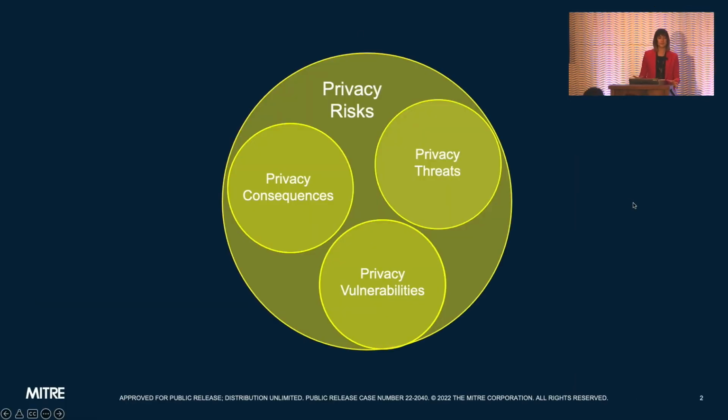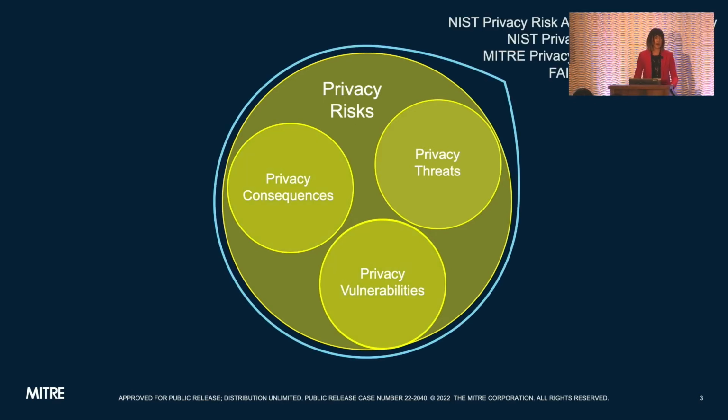So let's start off with the privacy risk equation, because it's a great lens through which we can conceptualize privacy threat modeling. Privacy risks are a function of privacy threats, vulnerabilities, and consequences, where privacy vulnerabilities are flaws in a system that can be exploited to cause privacy harms or consequences. Privacy threats are actions or inactions that exploit privacy vulnerabilities, and privacy consequences are the harms to individuals that come from the exploitation of privacy vulnerabilities.